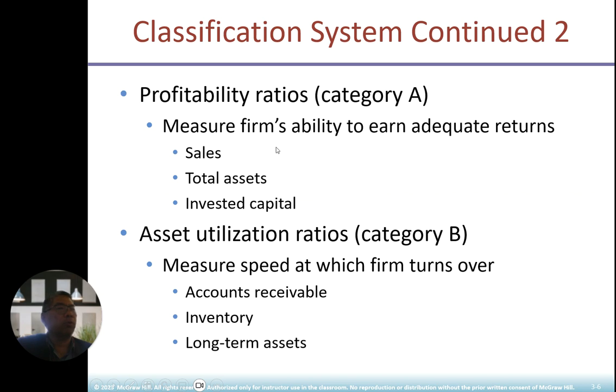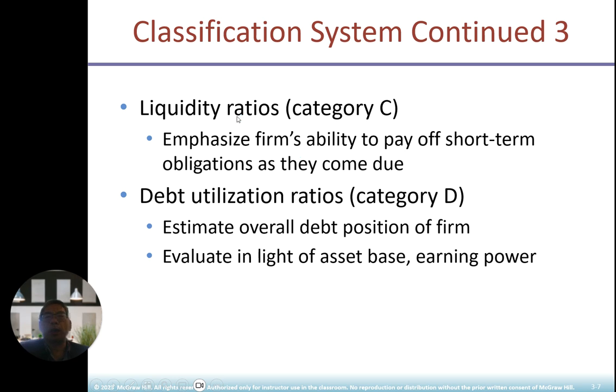Okay, we're going to move into profitability ratios. First, they measure the firm's ability to earn adequate return in terms of sales, in terms of total assets, and in terms of invested capital. Then asset utilization ratios, which is category B, measure the speed at which the firm turns over accounts receivable, inventory, and long-term assets. Then liquidity ratios emphasize the ability of a firm to pay off certain obligations as they become due. And then debt utilization ratios evaluate the position of the firm in light of its asset base and earning power.